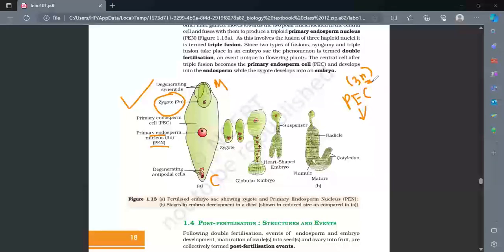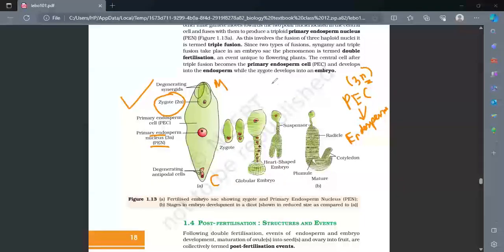And what is the PEC finally developing into? PEC is finally developing into the endosperm. Remember this: what is the fate of PEC? The PEC develops into an endosperm. What is the endosperm doing? It is providing nutrition to the growing embryo.